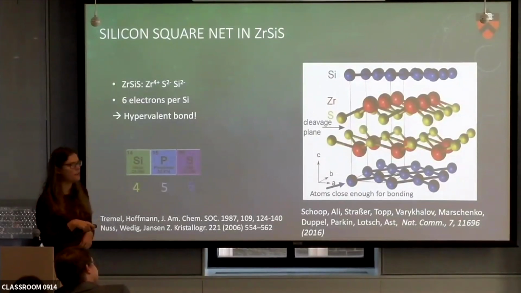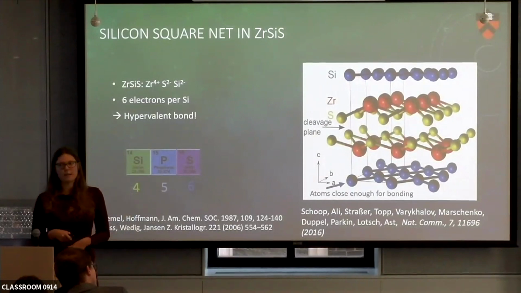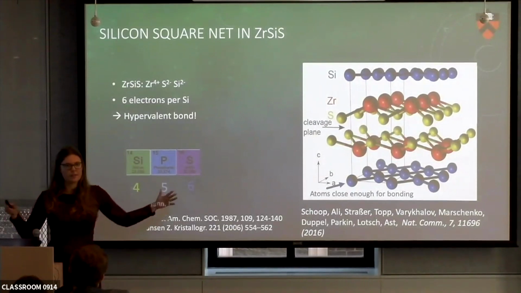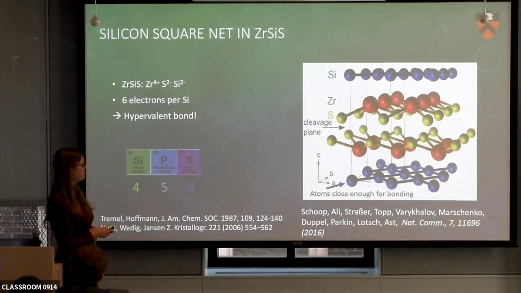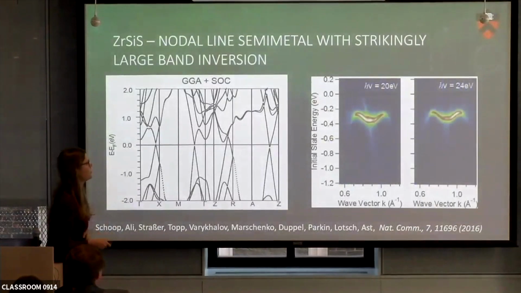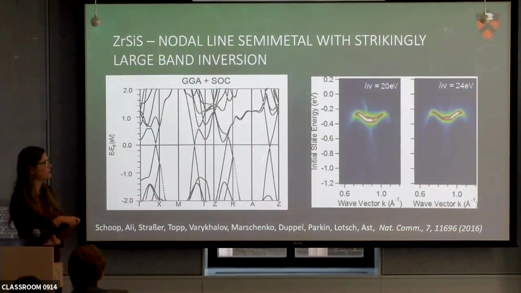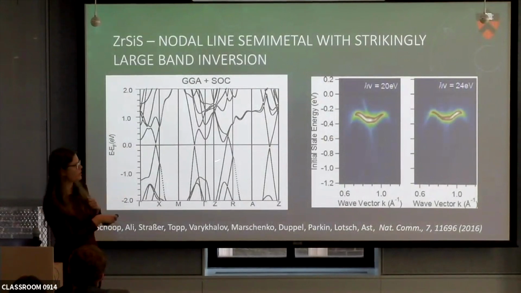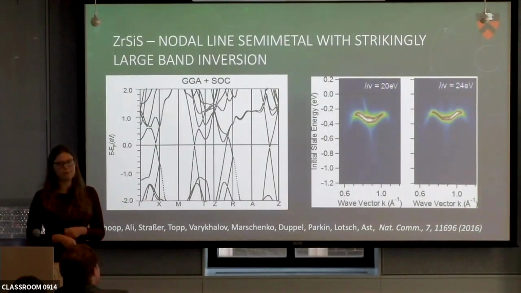In this case, not antimony, but they have this exact same electron count. So you also have the square net, and you have 6 electrons per silicon. So you have the same kind of hypervalent bonding mechanism in these compounds. And if you want to look at the band structure again, you also have these really, really steep Dirac bands, similar to graphene, but crossing the Brillouin zone more often because you have nodal lines. And this has been verified by ARPES.